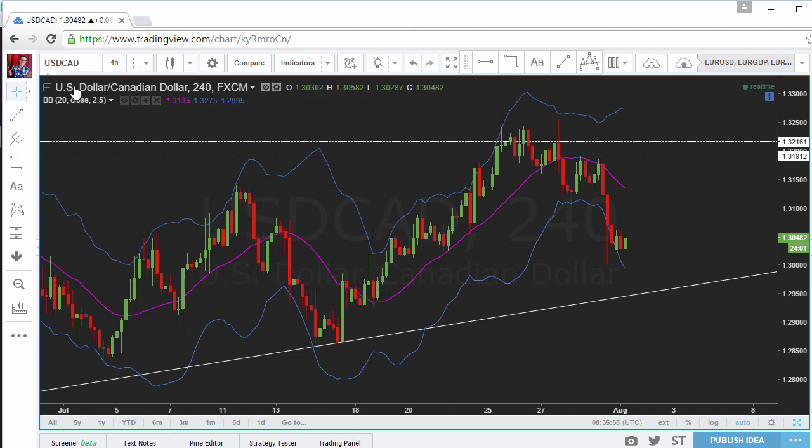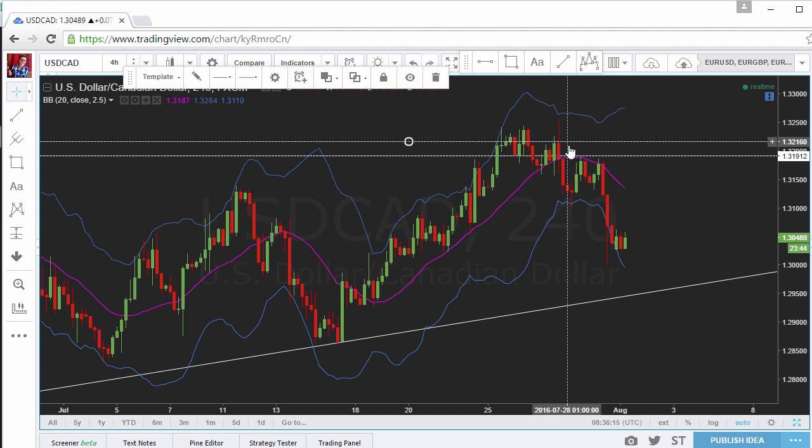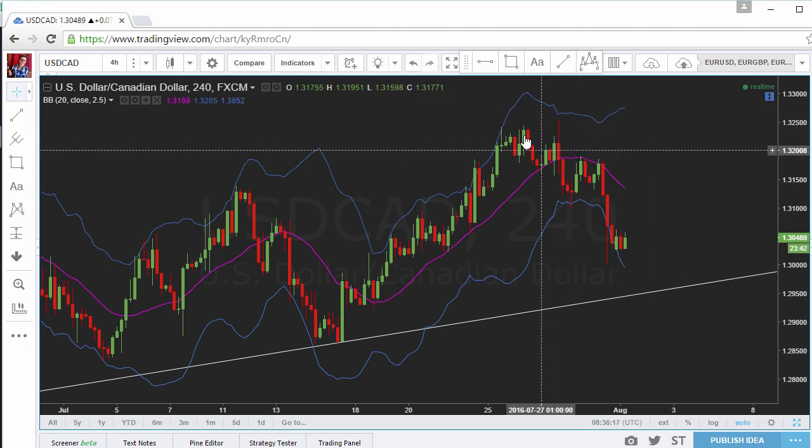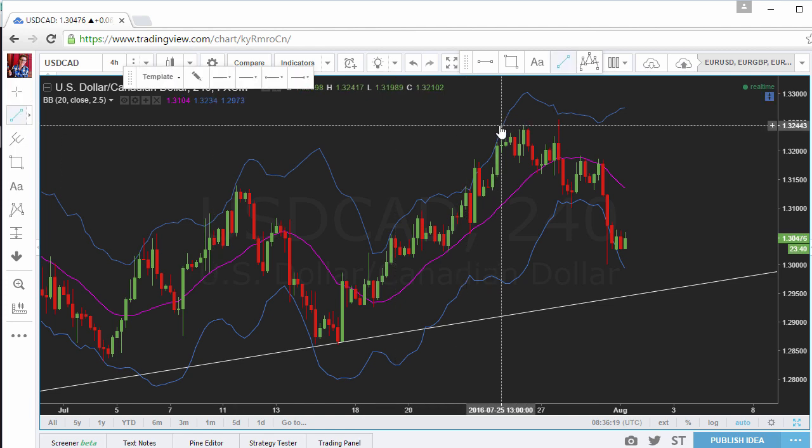You can see here the US dollar Canadian dollar chart with the same Bollinger Band settings. Price was in this uptrend. We stayed above this 20 SMA very nicely all the time. And then suddenly price pulled away from the outer Bollinger Bands first. And then the very classic fake breakout and the spike.